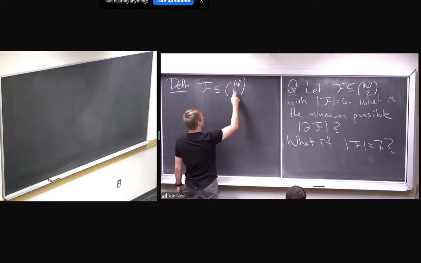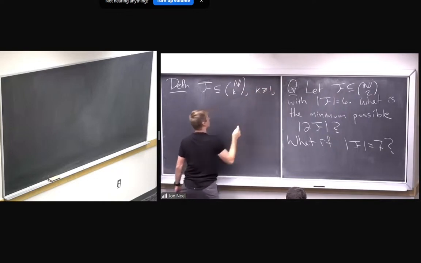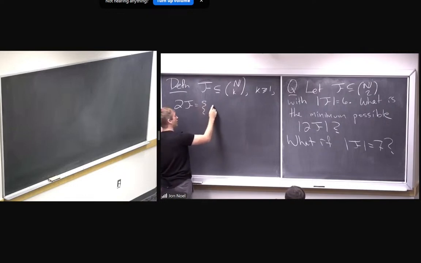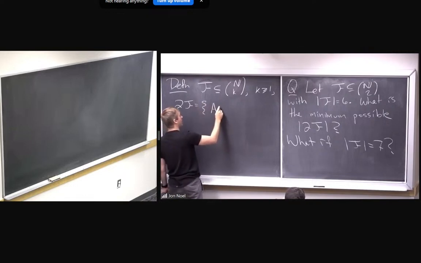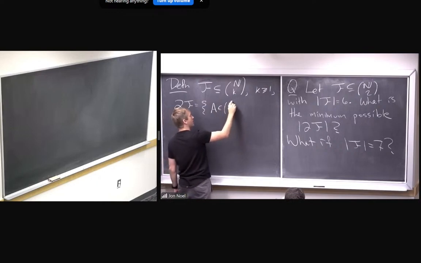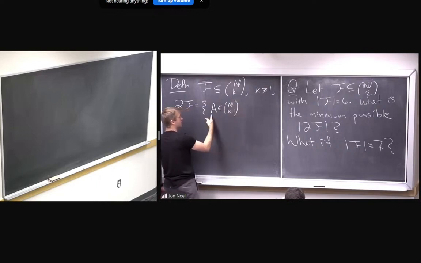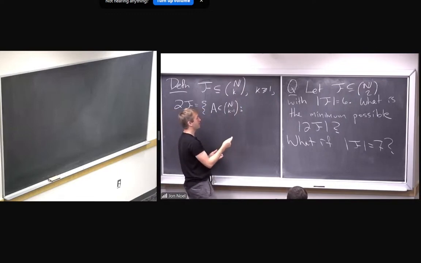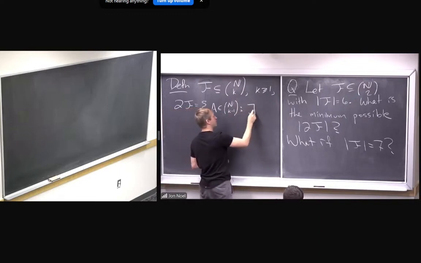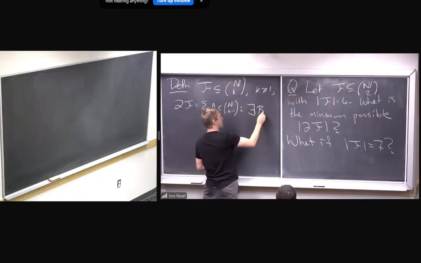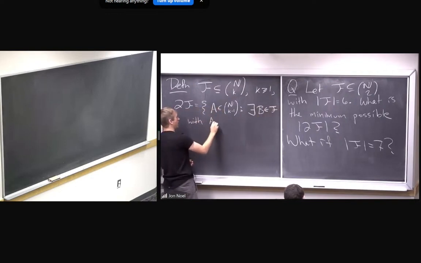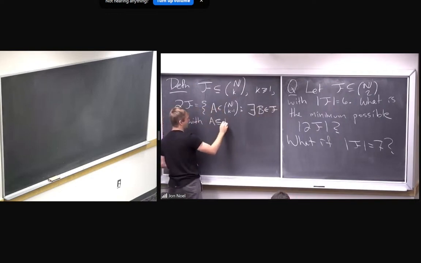So for F being in here, where k is at least 1, the shadow of F is the set of all, let's say A, in the collection of sets of size k minus 1. So everything in the shadow has size 1 smaller than the stuff in F, such that there exists some B in F where A is a subset of B.